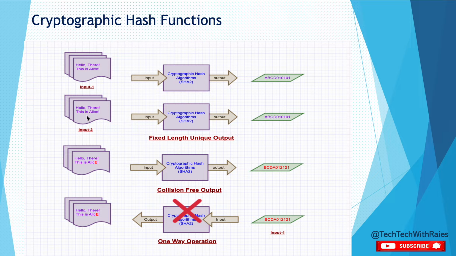Like, hello there, this is Alice with small letter e. Hello there, this is Alice with caps letter E. These two different inputs cannot provide the same output, otherwise collision will happen. So a good hash function should always try to provide a collision-free output.